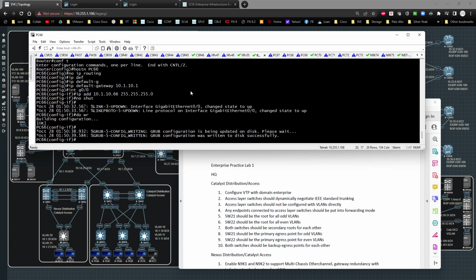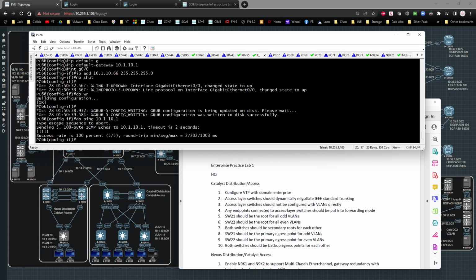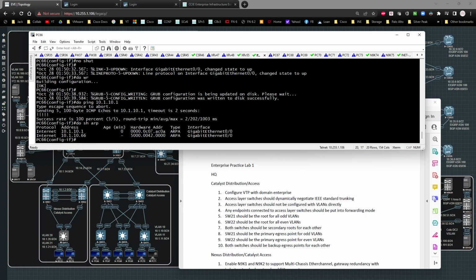Okay, so that's done. So now I'm going to do ping 10.1.10.1. Can I ping it? I can. Do show arp. And you can see that I've got an HSRP MAC address showing up, which is exactly what you want to see. Okay, next one up is 67.